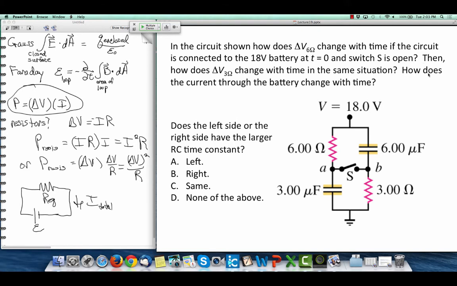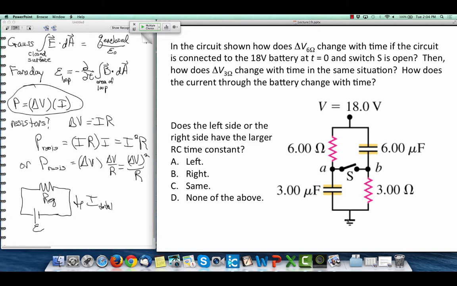Put it all together and say, how does the current through the battery change with time? There's a battery out here. The current through the battery gets split into 2 pieces. So then you'd have to calculate both of those currents and add them together to find the current through the battery and do the whole thing as a function of time. So it looks like it might be a complicated kind of problem. It might be useful to think about the individual pieces.